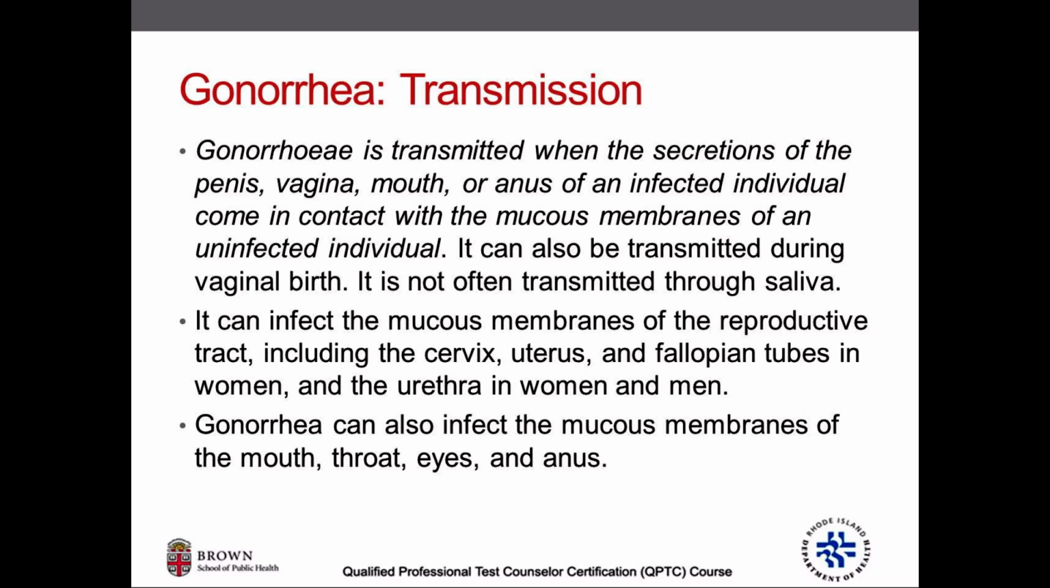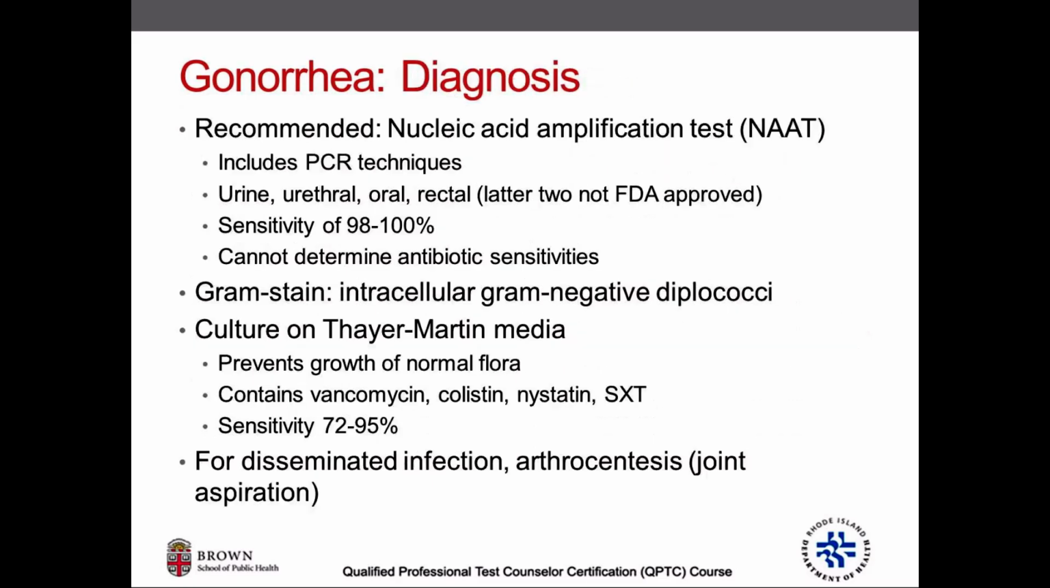Gonorrhea can be transmitted through secretions of the penis, vagina, mouth, or anus when someone comes in contact with the infected mucous membranes. It can also be transmitted during birth. It is not often transmitted through saliva. It can also infect, importantly, the mouth, throat, or anus. We do recommend, especially in high-risk populations, such as men who have sex with men, that people do have swabbing of both the mouth and the rectum for gonorrhea infection.